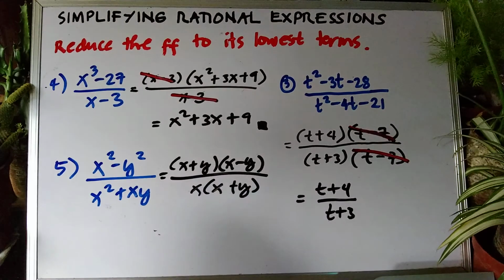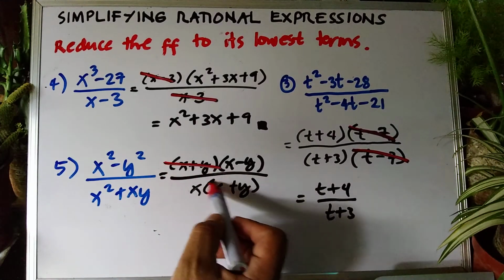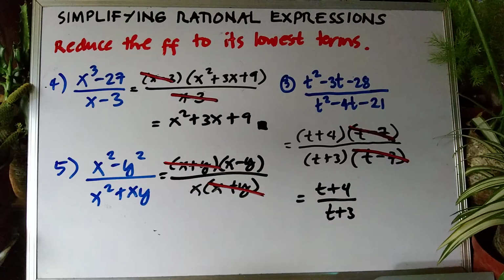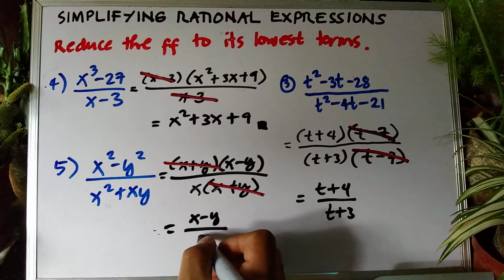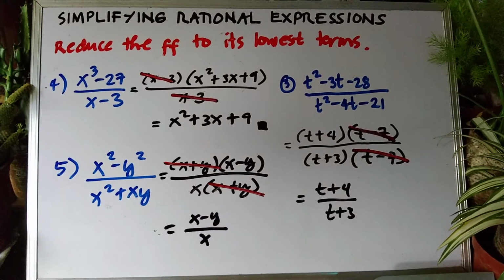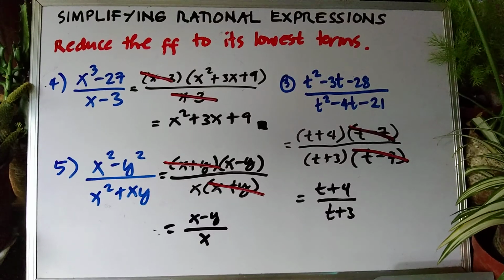So, from this, we can now identify what is the common in the numerator and in the denominator. So, that is x plus y. So, we could cancel x plus y. So, what is your answer? You have x minus y all over x. Okay? This is just a simple example. We're not yet in the multiplication of rational expressions, no? So I hope you've learned something from these examples.